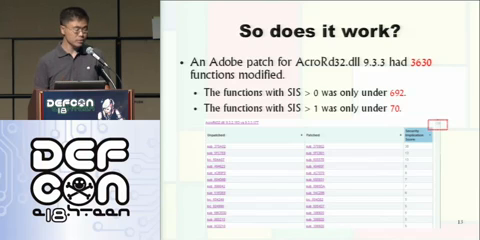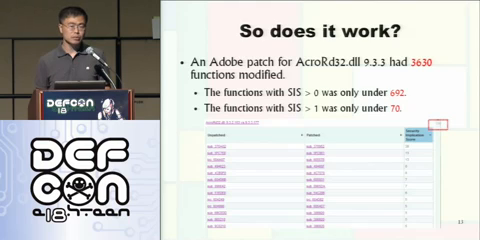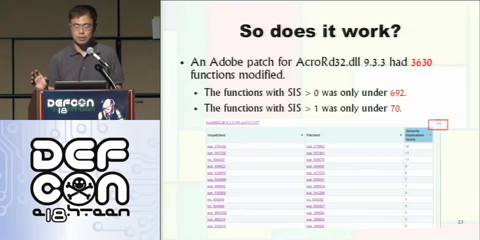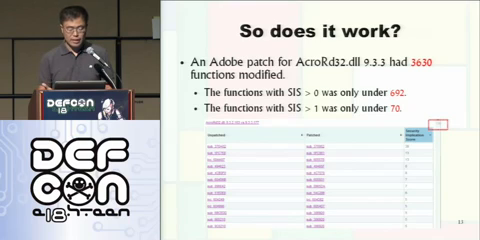I have an example here: acroaud32.dll from Adobe. They released 9.3.3 a few months ago, and I diffed 9.3.3 with 9.3.2, and it created 3,630 entries of modified functions. So it's almost impossible to go through every function to find these security patches. If you use SIS, the security implication score, the entries with score 0 number only 692, and the entries with a score of more than 1 number only 70. So you can save a lot of time and effort here.